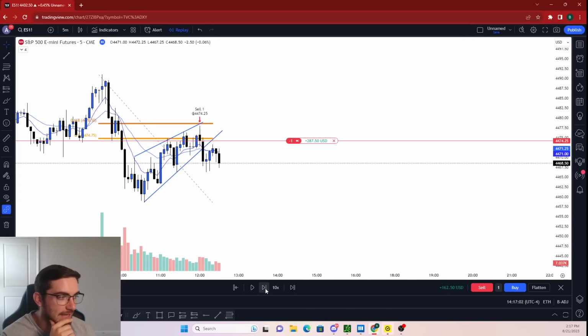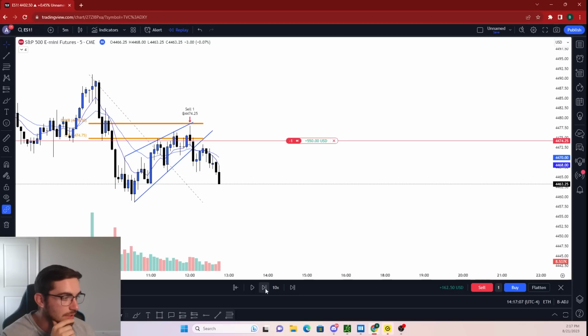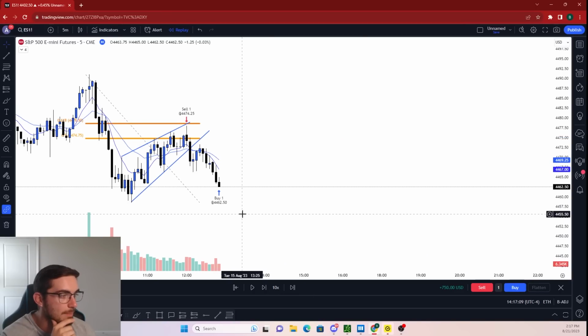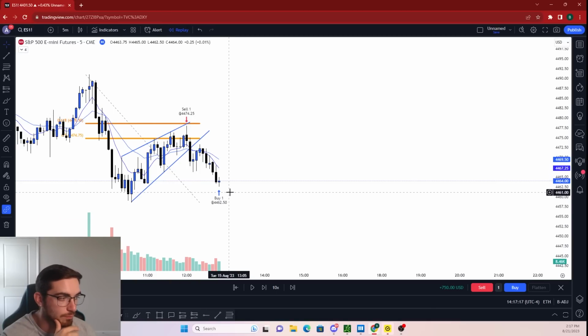Let's see if price can take out these lows and then I'll be willing to close out the position from there. There we go. There we go. There we go. Let's buy it back. Boom. So that's just trade number 2. Was able to catch this from 44.74.25 all the way down to 44.62.